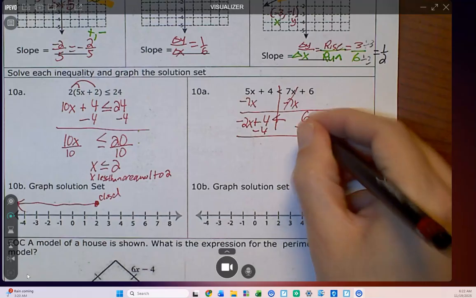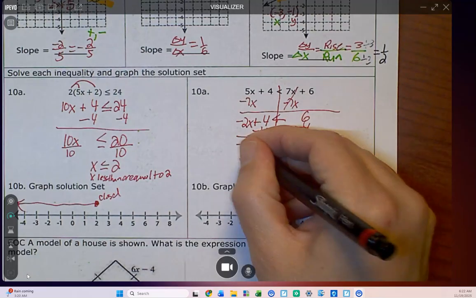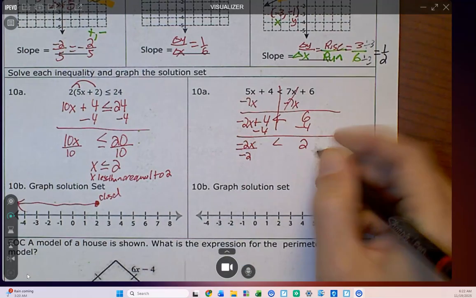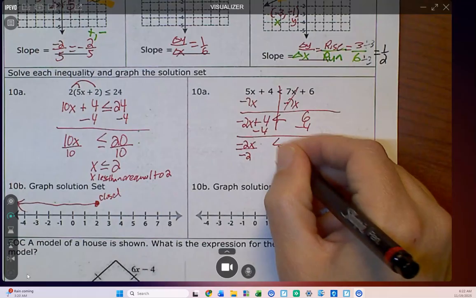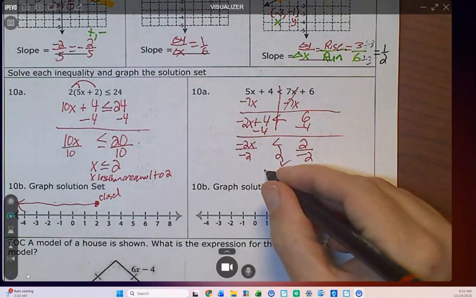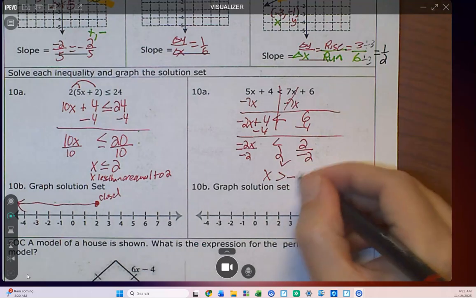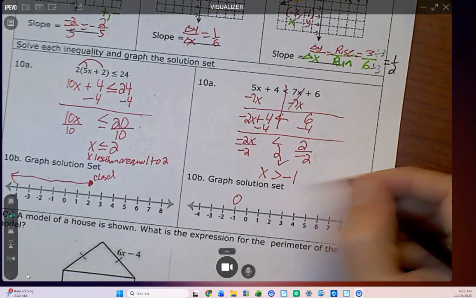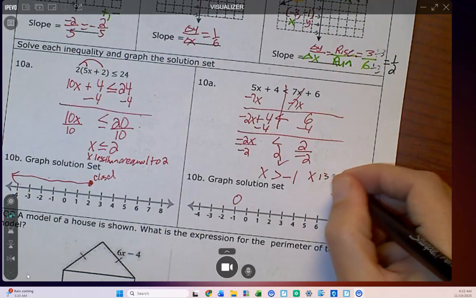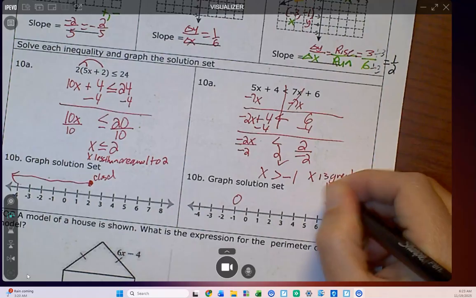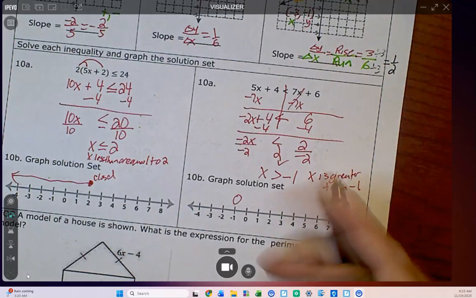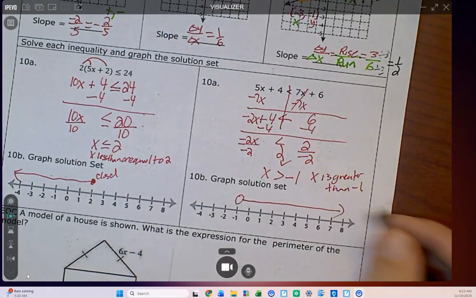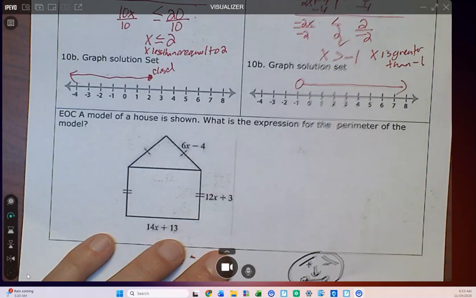Subtract 4. Okay, when you divide by a negative, you got to flip it. So we're going to do an open circle on -1, and this is x is greater than -1. So we have to go the direction where they're greater than.